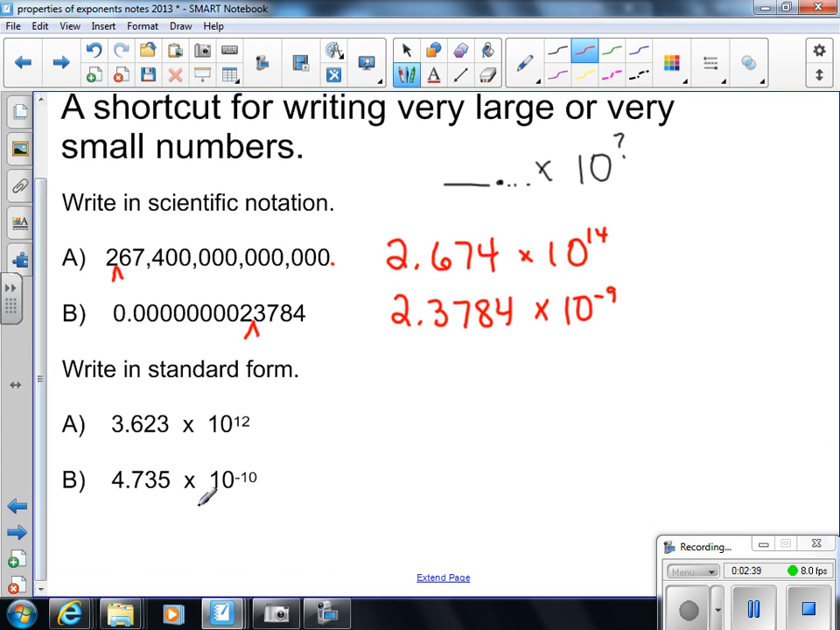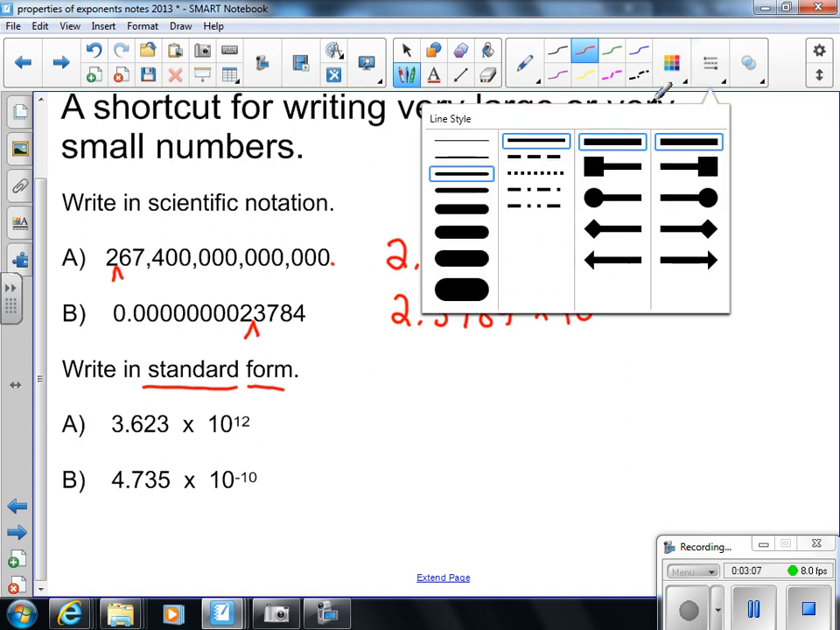All right, now let's take a look at going the opposite direction. Suppose they give you a number in scientific notation. Let's write it in what we call standard form. What's standard form? Just a plain Jane number like you're used to seeing. Not cutting off any of the zeros. So what do I do? If this is 3 and 623 thousandths times 10 to the 12th power, how do I write that in standard form? What will I do?